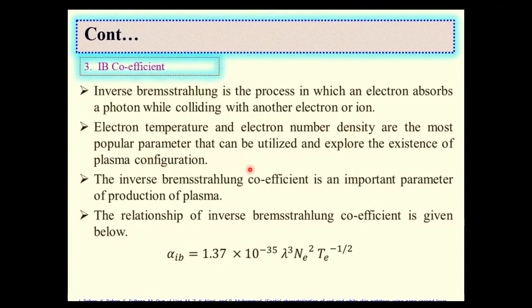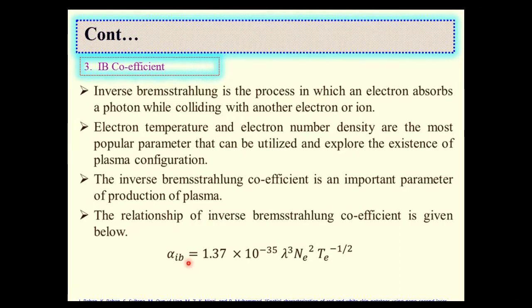Next one is the IB coefficient, that means inverse bremsstrahlung coefficient. Inverse bremsstrahlung is a process in which an electron absorbs a photon while colliding with another electron or ion. Electron temperature and electron number density are the most popular parameters that can be utilized to explore the existence of plasma configuration. The inverse bremsstrahlung coefficient is an important parameter for the production of plasma. This is one of the main parameters for plasma generation.